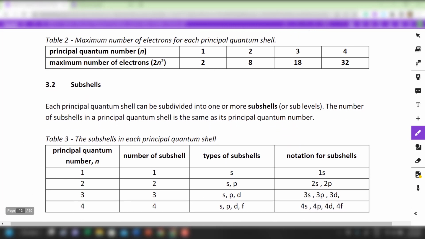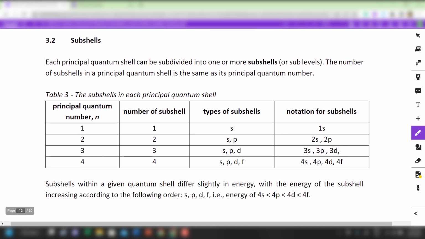What is interesting would be section 3.2, which is on subshells. This is quite different from what you have learned in secondary school, so it will be good for you to pay a little bit of attention to this. Each principal quantum shell can be divided into one or more subshells, or sub-energy levels. What is straightforward is that the number of subshells corresponds to the principal quantum number. For principal quantum number 1, there is only 1 subshell. For principal quantum number 2, there are 2 subshells.